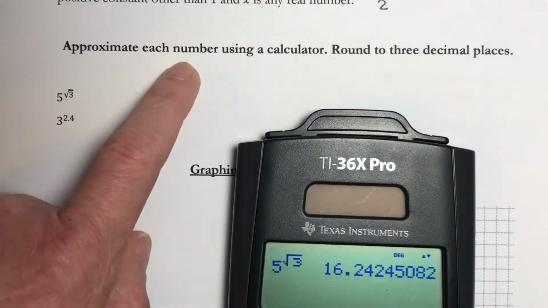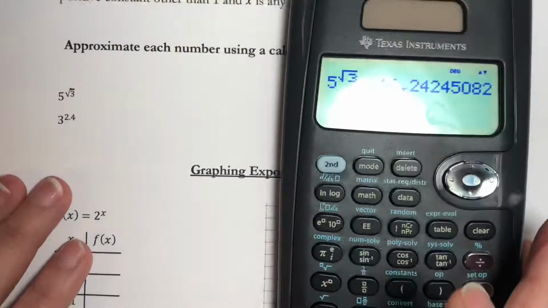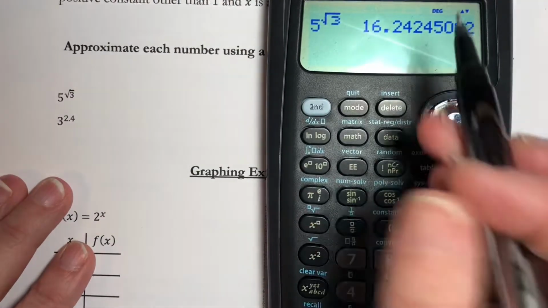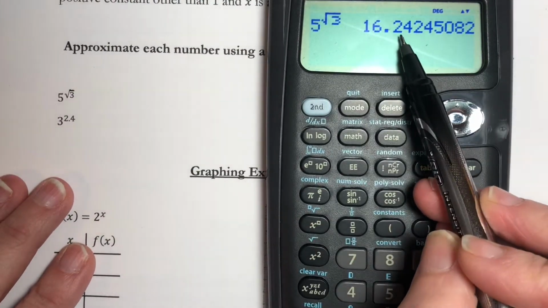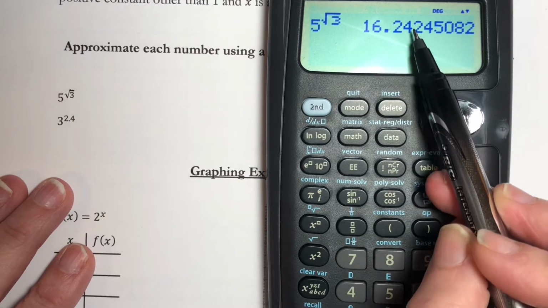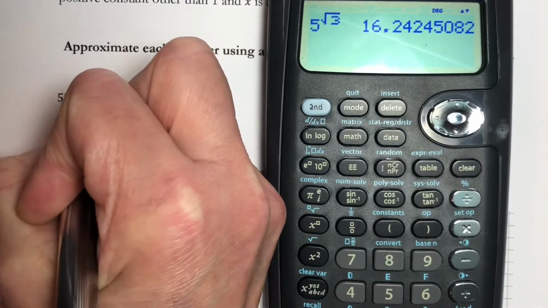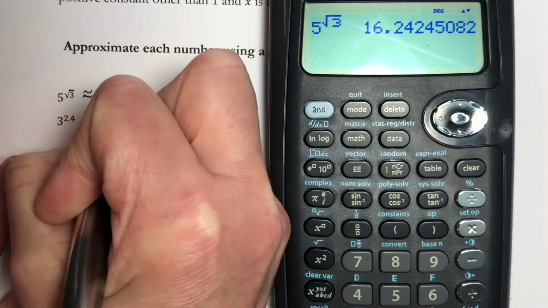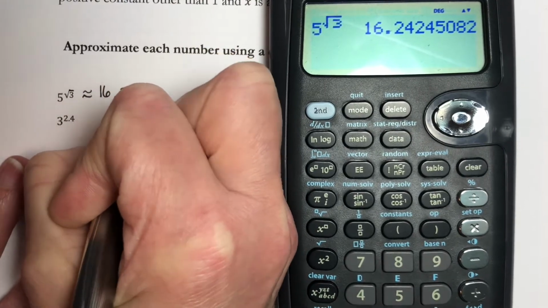Now we're supposed to approximate, and we're supposed to round to 3 places. So this would be 16.24, that's a 4, so that's going to stay a 2. So this is approximately 16.242.